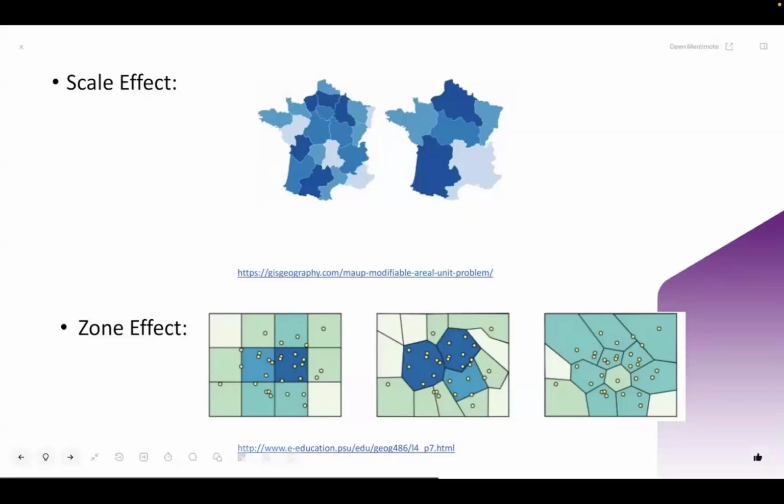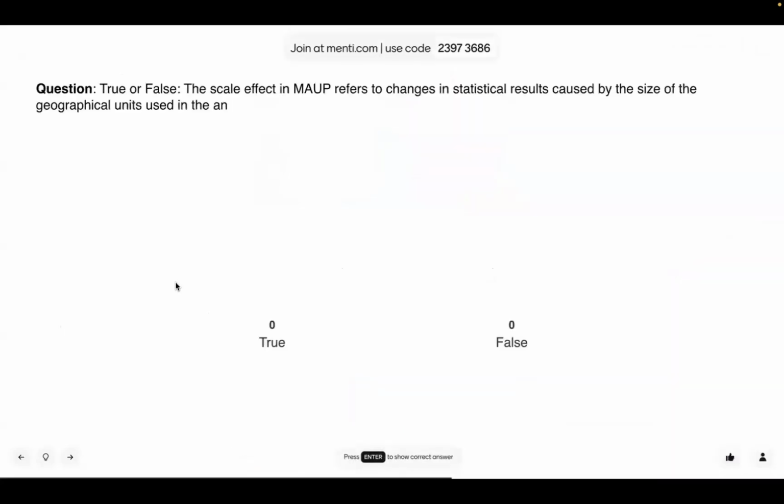Yeah, I hope that was clear enough in understanding. And just to make sure it is, have a little quiz for you guys about the MAUP. So true or false, the scale effect in the MAUP refers to changes in statistical results caused by the size of the geographical unit used in the analysis. Is this true or false?